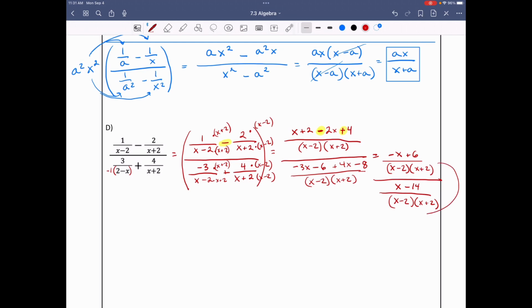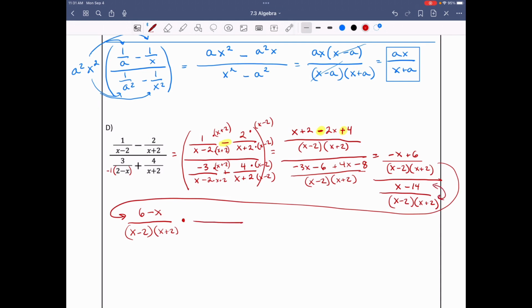Now I'm going to rewrite it as keep, change, flip. So again, if you would prefer it to be 6 minus x, that's fine, over x minus 2, x plus 2, times the flip of this. So x minus 14 is in the denominator, x minus 2, x plus 2. All right, these are going to cancel completely, leaving us with 6 minus x over x minus 14.